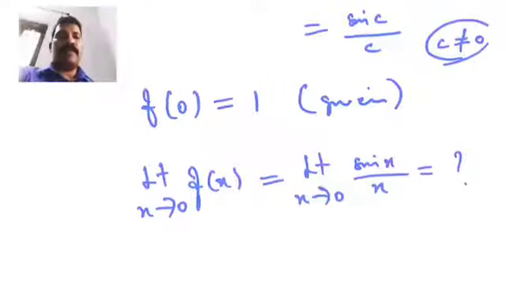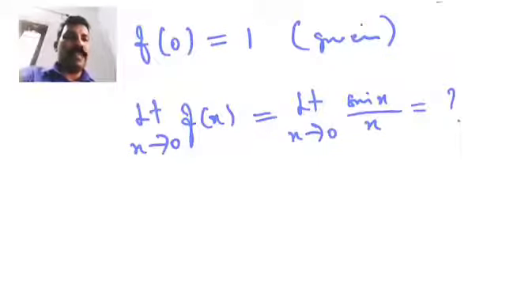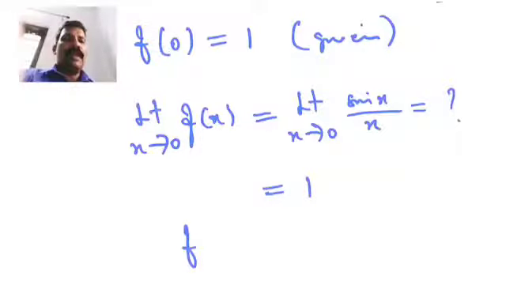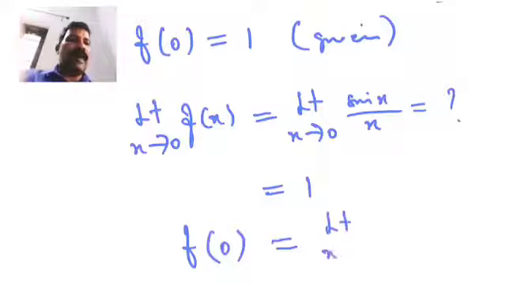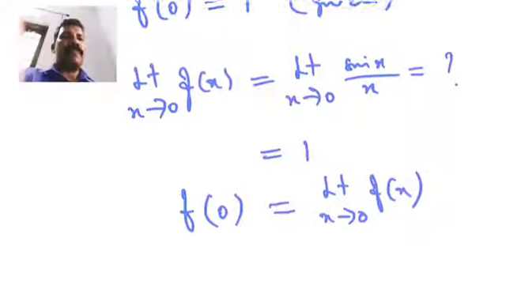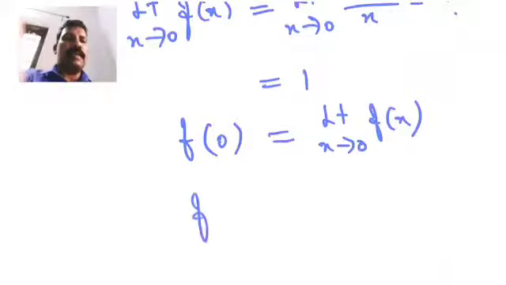Okay, thus from the visualization also we could realize that limit sin x by x as x tends to 0 is 1. Thus we have the value of the function equals limit as x tends to 0 of f(x) here. Therefore function is continuous at 0 also. f is continuous at 0 also.